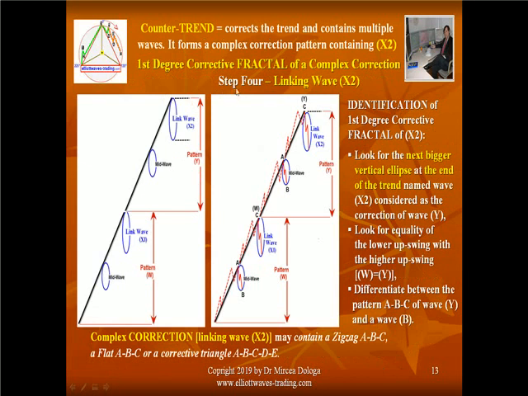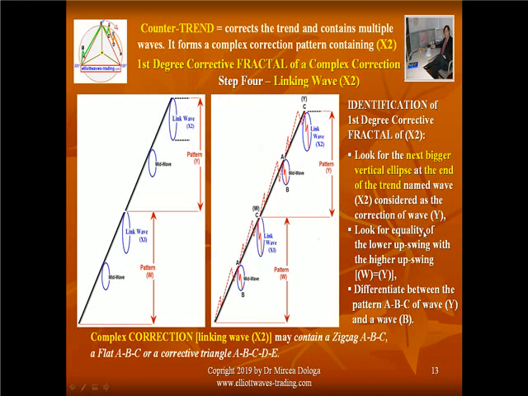The same topic, step number 4, the linking wave X2. Identification of the first degree corrective fractals of X2 has several steps. Look for the next bigger vertical ellipse at the end of the trend, which is named wave X2. This is right here, and is considered as the linking wave with the next corrective wave.